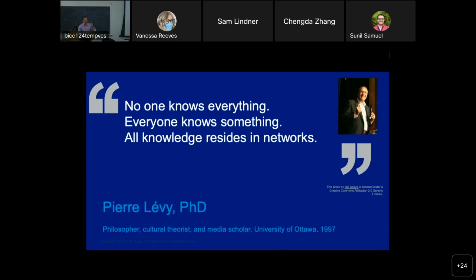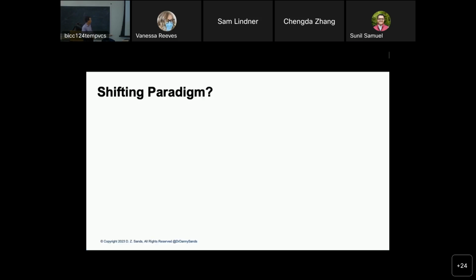On that type 3 information, peers, I love this quote from Pierre Lévy, who's a philosopher, a cultural theorist, and a media scholar at the University of Ottawa. He wrote many years ago, in 1997, no one knows everything, everyone knows something. All knowledge resides in networks. And I know I'm talking to a technical audience, but he wasn't talking about technical networks, like computer networks. He was talking about networks of people. But it does apply to the computer network, of course, as well.